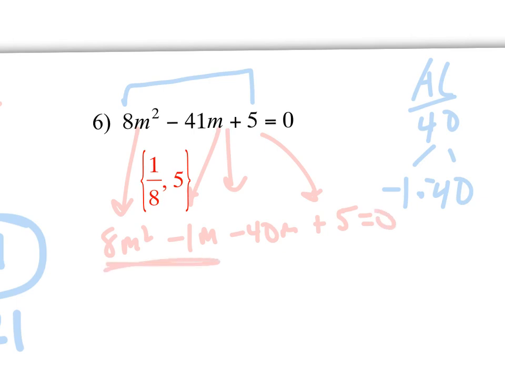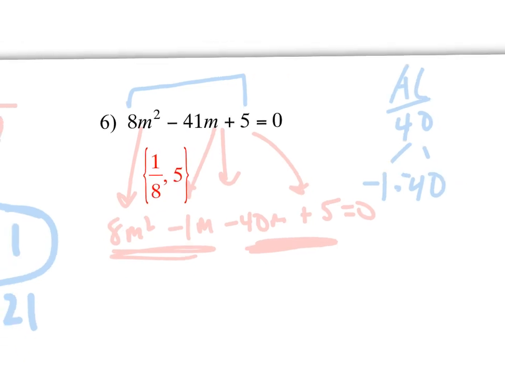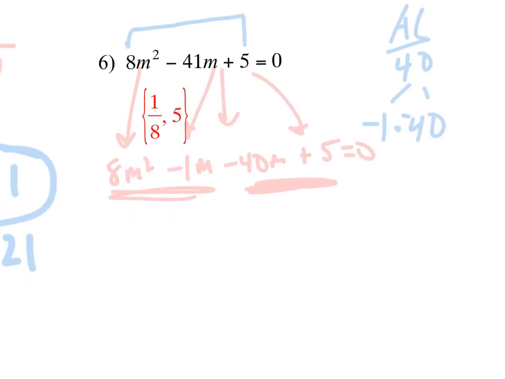We do what's called the grouping method. We group them together. What does the first group have in common? Well, they both have an m. That gives me an 8m minus 1. The second group, 40 and 5 are both divisible by 5, but I want the signs to match. So what I'm going to do is take out a negative 5, and that'll give me a positive 8m minus 1.